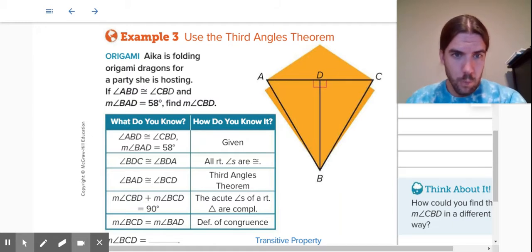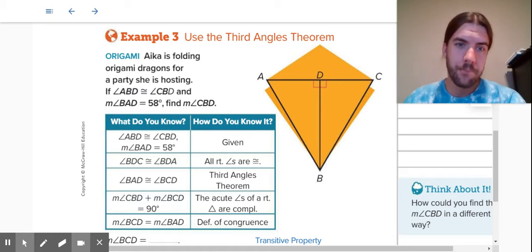So what do you know? Well, we know that angle ABD and CBD are the same. ABD and CBD are congruent. We know that the measure of BAD is 58. So that's what we know based off the problem. That's why it says given. It's been given to us. What else do we know?